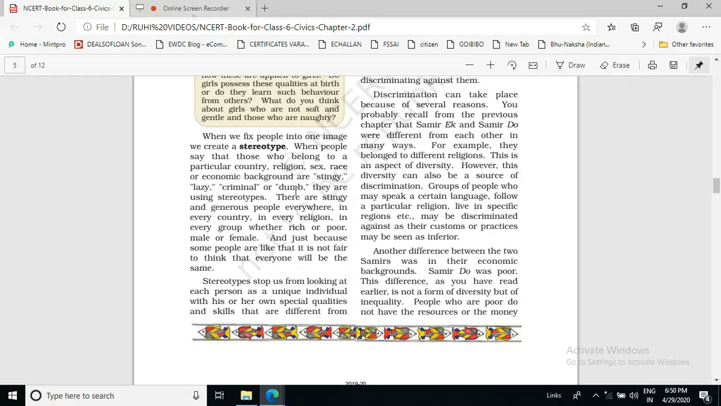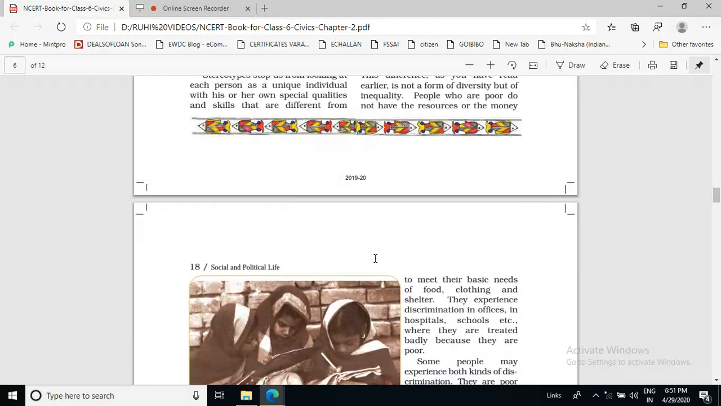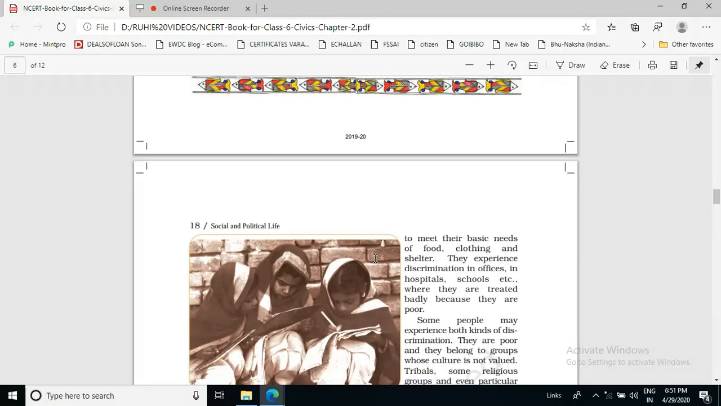Now I'm reading the text, the last paragraph of this page. Okay. Another difference between the two Sameers was in their economic background. Sameer Do was poor. This difference, as you have read earlier, is not a form of diversity, but of inequality. So people who are poor do not have the resources or the money to meet their basic needs of food, clothing and shelter. They experience discrimination in offices, in hospitals, schools, etc., where they are treated badly because they are poor.